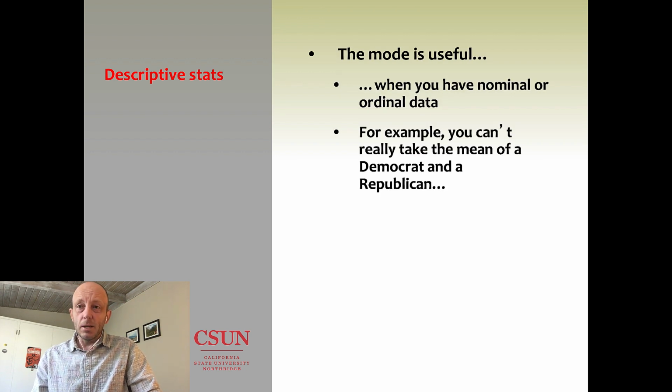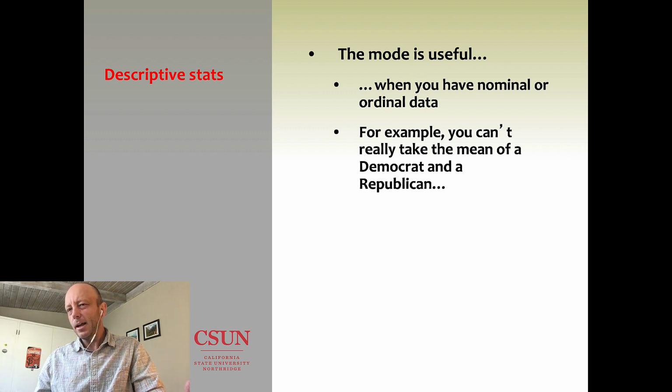What about the mode? Well, sometimes you have nominal or ordinal data, like categories. So what's the mean of a Democrat and a Republican? What's the mean of a tennis player and a baseball player? Doesn't make sense. So sometimes you count up how many people are in those categories, and that count becomes the data, and the mode is the most common value. There's more baseball players than tennis players. That's a count. That's the mode. The mode would be baseball player.